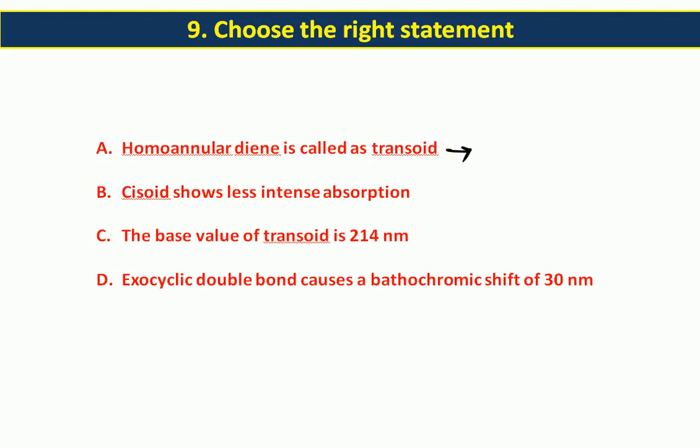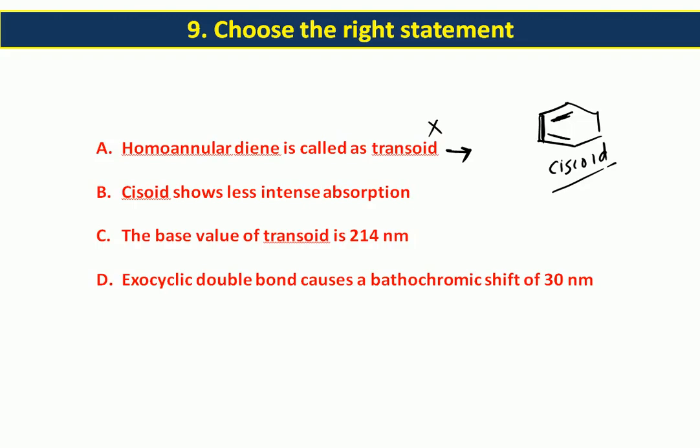Let us discuss first option, homoannular diene is called as transcoid. So this is not correct one, because homoannular dienes are the dienes in which two double bonds are present within the same ring and they are conjugated with each other. In this way, it will be a ciscoid diene, not transcoid. Homoannular is ciscoid. So the option A is wrong.